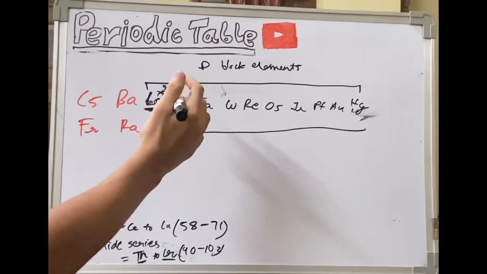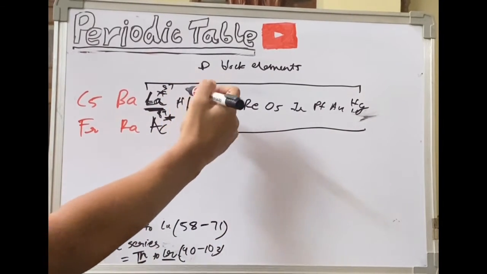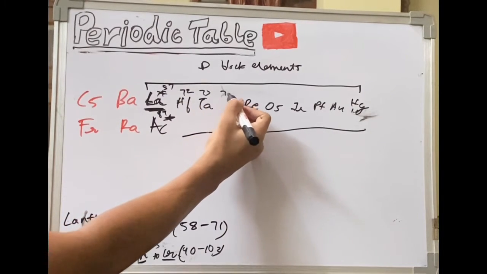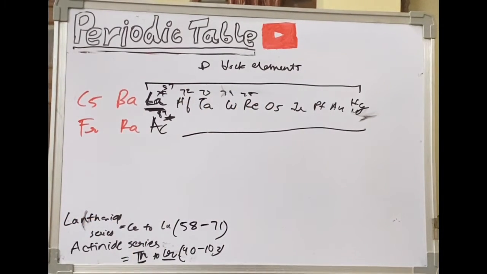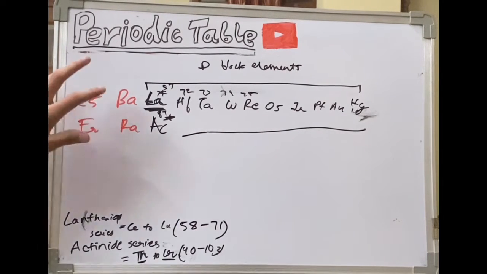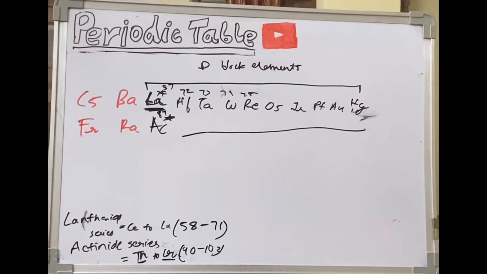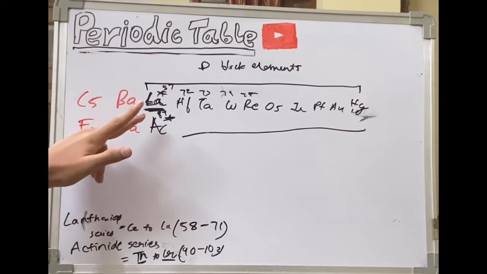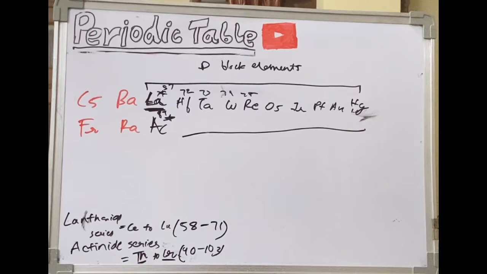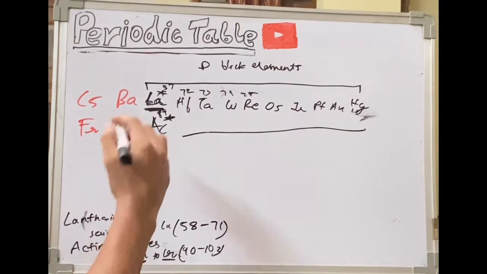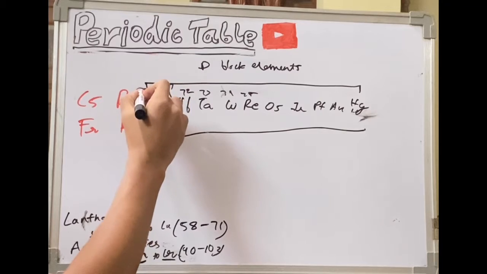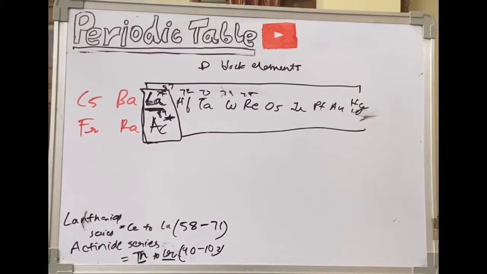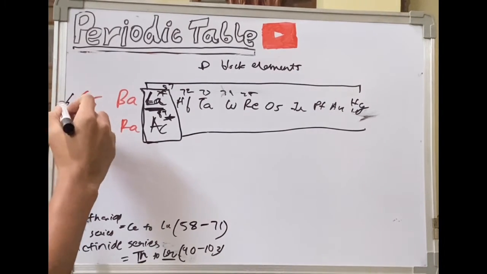So the next element will have the atomic number 72, 73, 74, 75. In a way you can say that this period is accommodating 32 elements: 14 from here and 18 as it normally does. So you can say that all the F block elements lie in group 3, but not all elements in group 3 are F block elements. Only the ones in period 6 and 7.